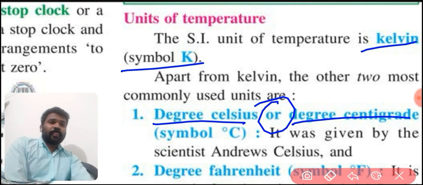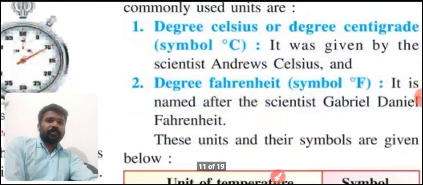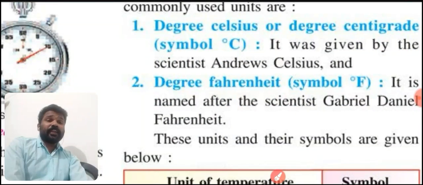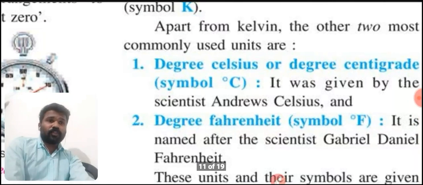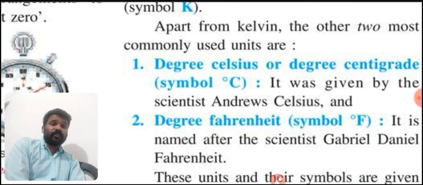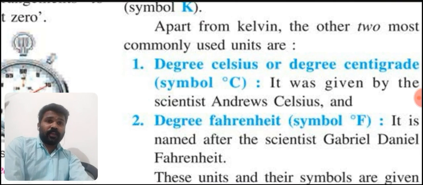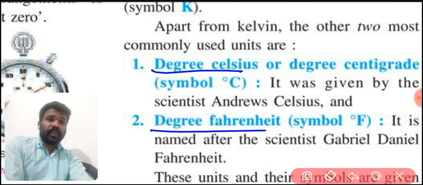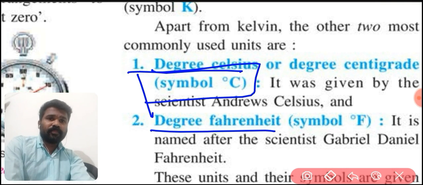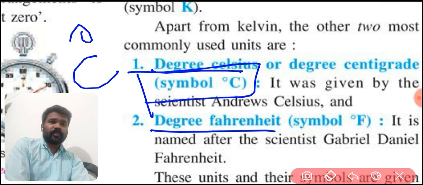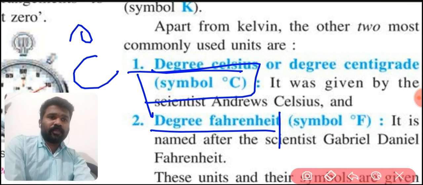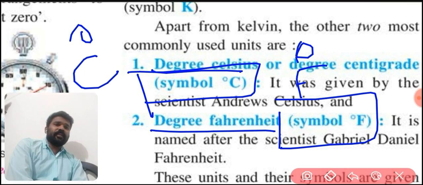Then another one, degree Fahrenheit. The two important units we mainly use to measure temperature are, first, degree Celsius, and second, degree Fahrenheit. The symbol of degree Celsius is this one, degree C. The symbol in Fahrenheit is degree F.